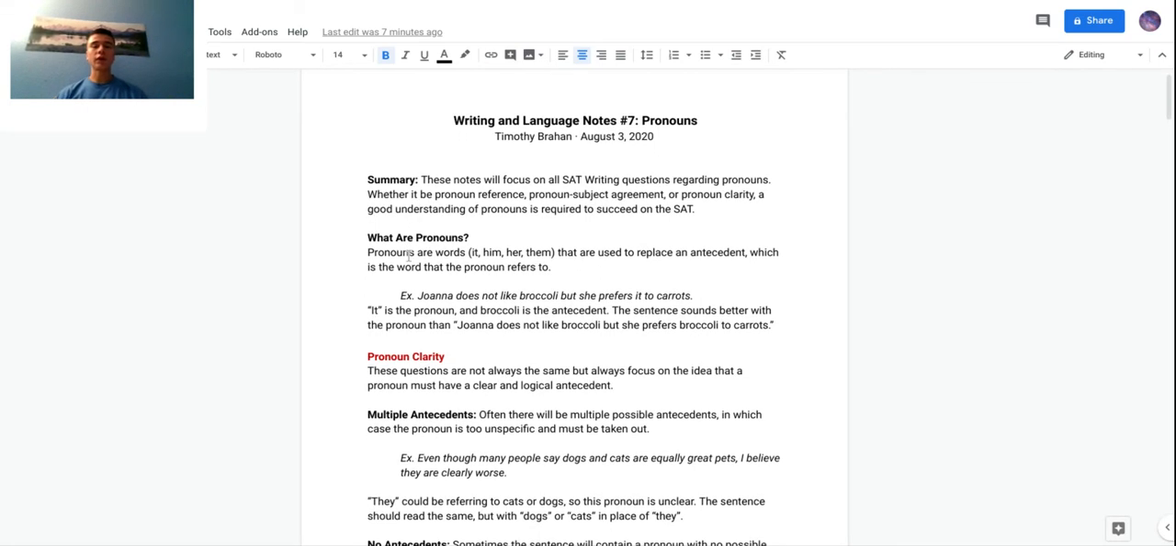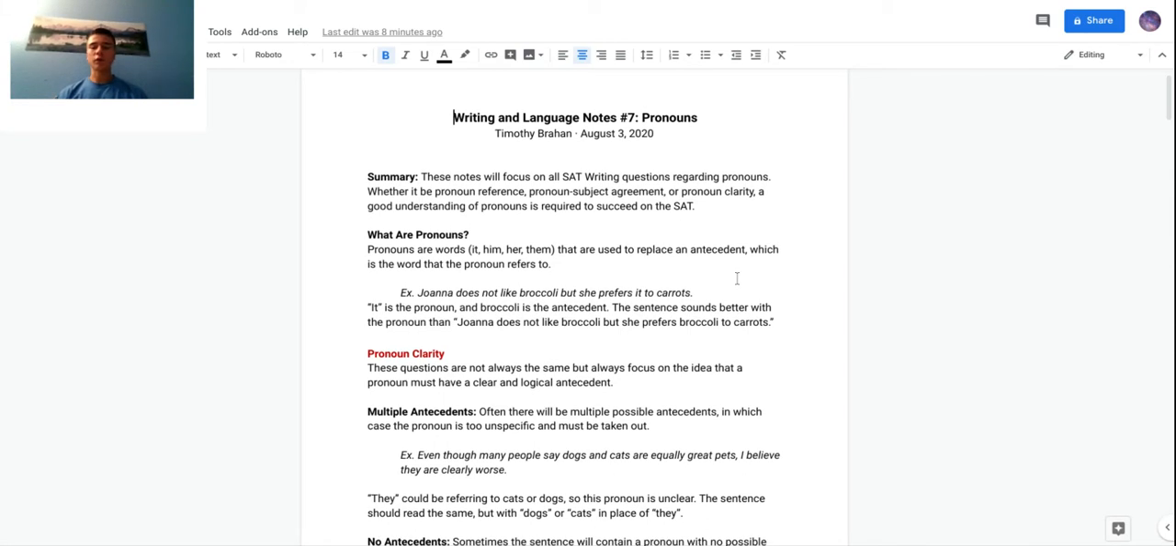So right now we're going to go over the basics of what pronouns are. They're just words that are used to replace an antecedent, which is a noun that the pronoun refers to. In this example sentence, Joanna does not like broccoli, but she prefers it to carrots. We can see that it is the pronoun because it refers to a previously mentioned noun, and broccoli is the antecedent because that's what it is referring to. It would make sense to say broccoli twice, as I put here at the bottom, but it's really awkward to have that redundant noun. So that's why we use pronouns.